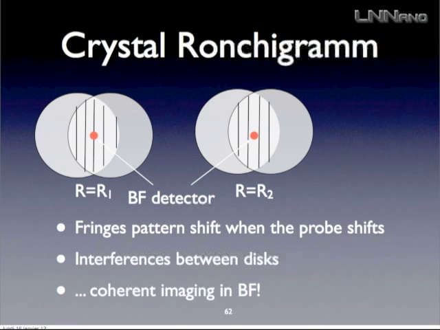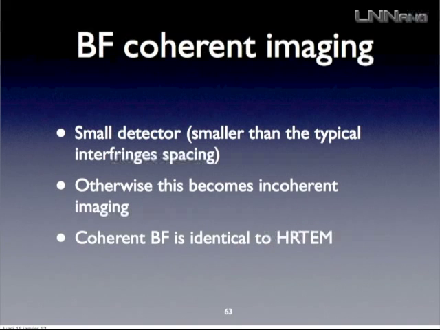In high resolution TEM, what you see is not a direct image, it's just an interference pattern. And this is exactly the same, but it's another way of seeing the thing. So that's why bright field image is a coherent imaging. And just as a rule of thumb, if you want to be really coherent, you have to use a small detector, which will be smaller than the typical interfringe spacing.